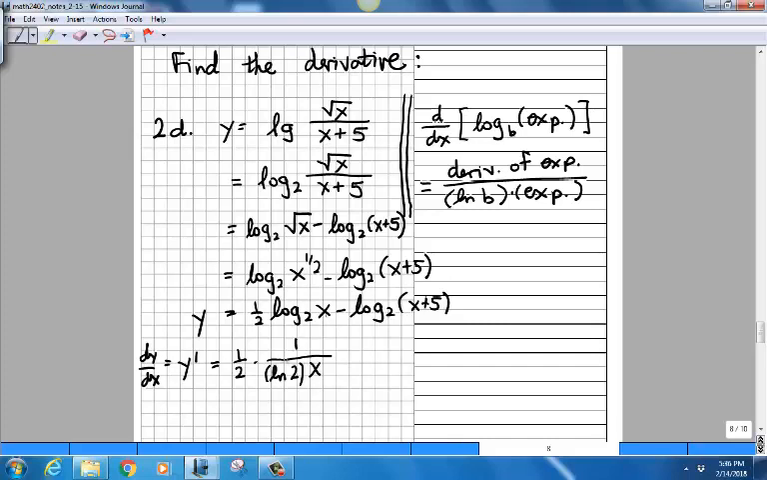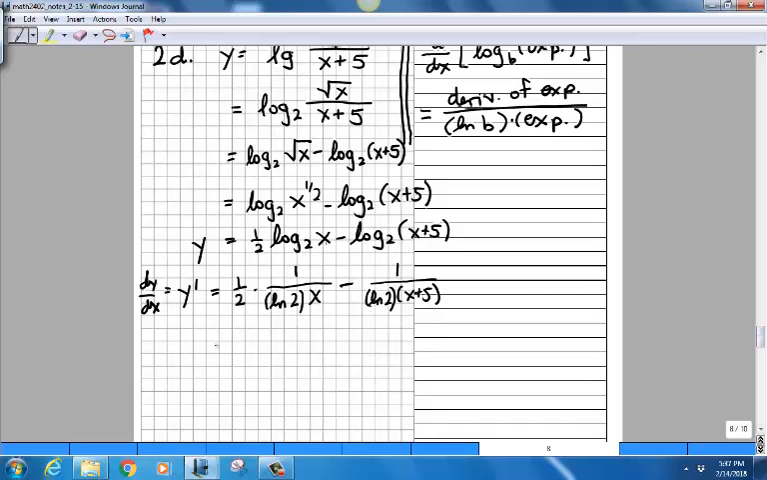So there's the derivative of the first term. What about for the second term? Well, we just follow the same rule. So we're going to take the derivative of x plus 5, which is still 1. We're going to divide that by the expression itself, which is x plus 5, of course. And then, just like in the previous term, we have to multiply by the natural log of the base, and of course this is base 2, so we'll multiply by the natural log of 2.